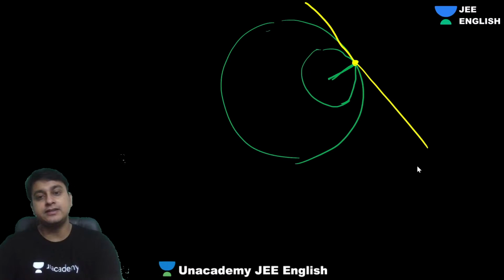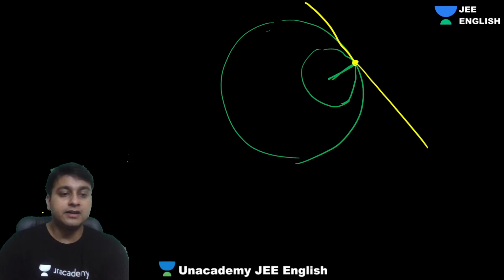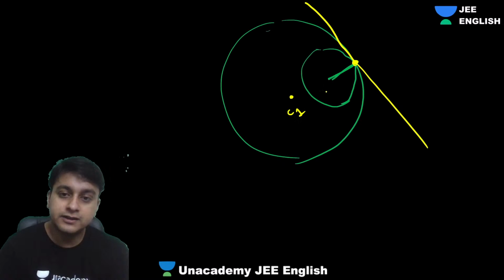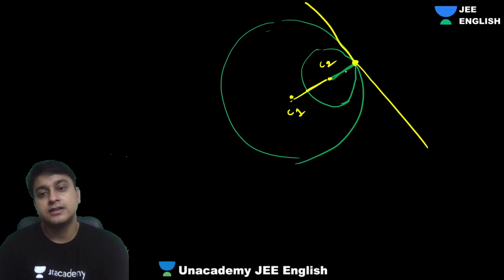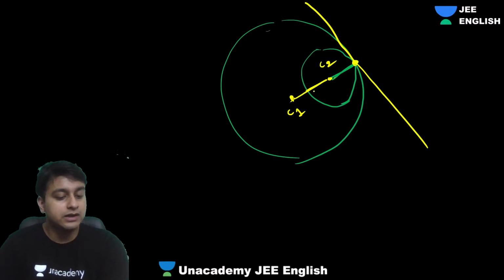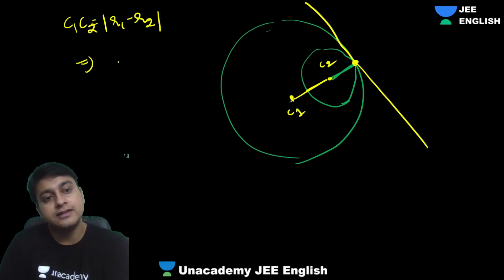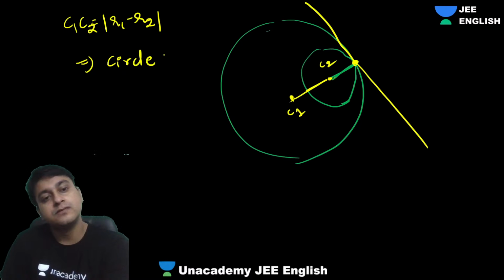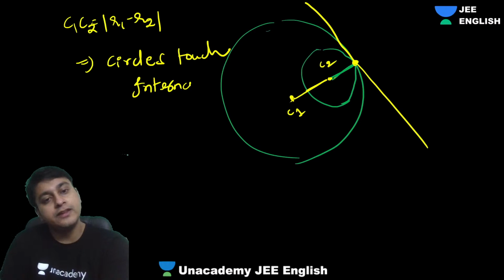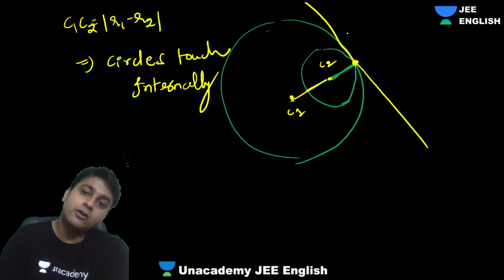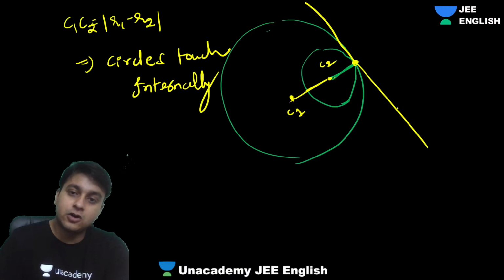Whenever we have this case, C1C2, let's suppose center 1 is here and this is center 2. When you join these two, C1C2 will be nothing but mod of R1, radius 1 minus radius 2. Whenever we have C1C2 equal to mod of R1 minus R2, we say that the circles touch internally. So when they are touching internally, we can only draw one common tangent. Here, this is the common tangent.